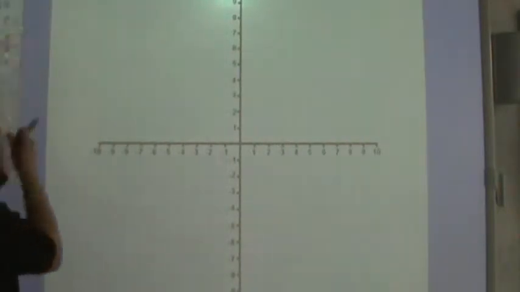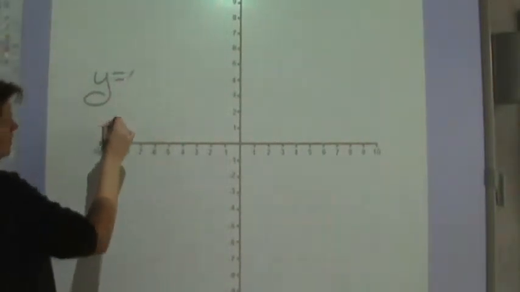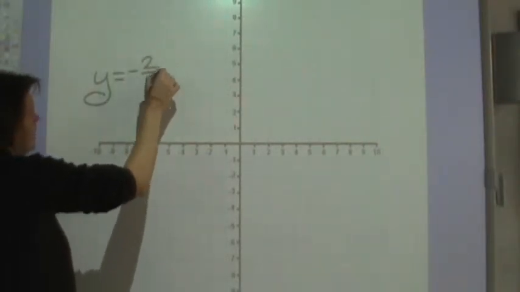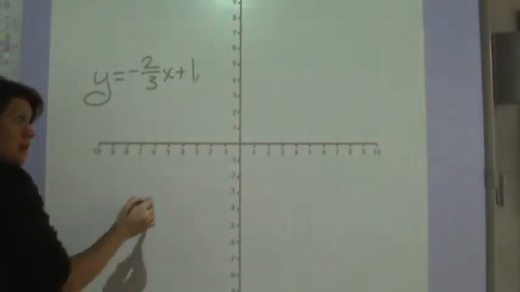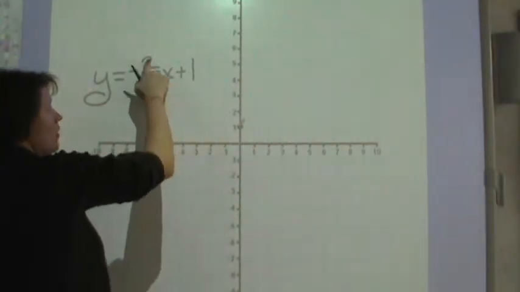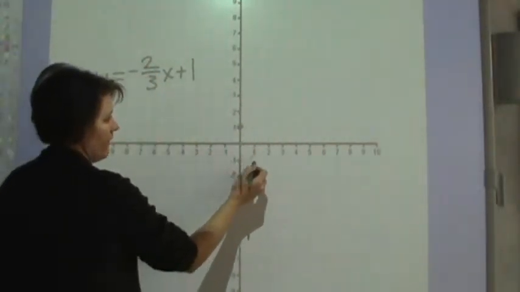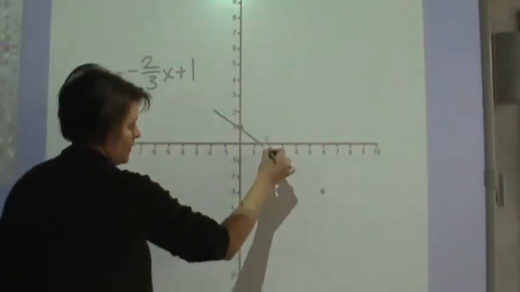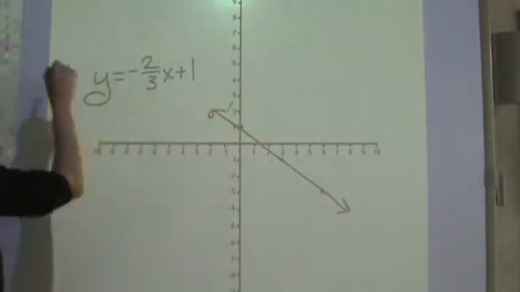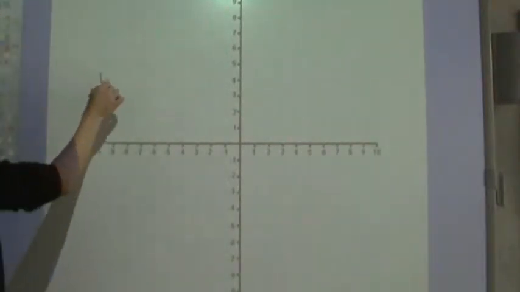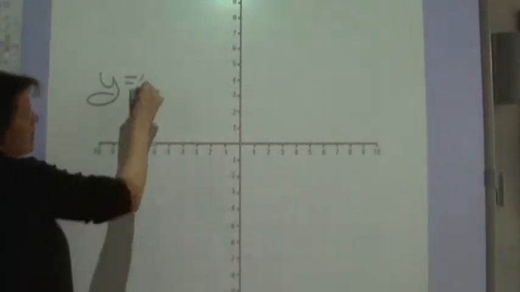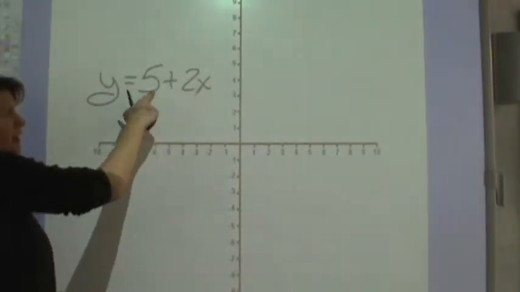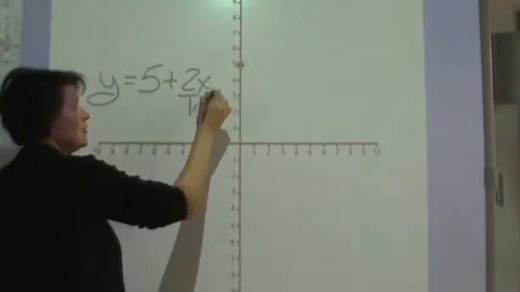All right, so let's try another one. Let's go y equals negative 2/3 x plus 1. So I start at 1, and I go down 2 over 3. Okay, and then I'm going to draw my line. Now y equals, let's switch it around, 5 plus 2x. So I'm going to start at 5, and I'm going to go up 2 over 1.